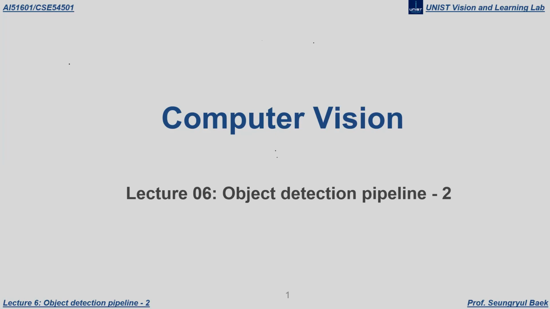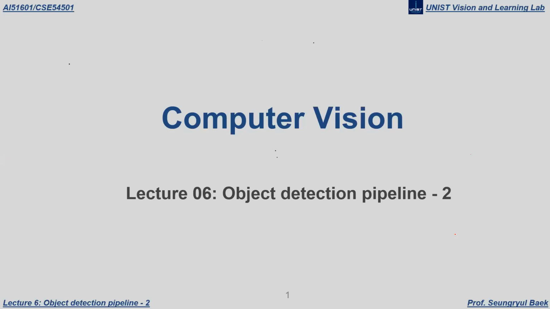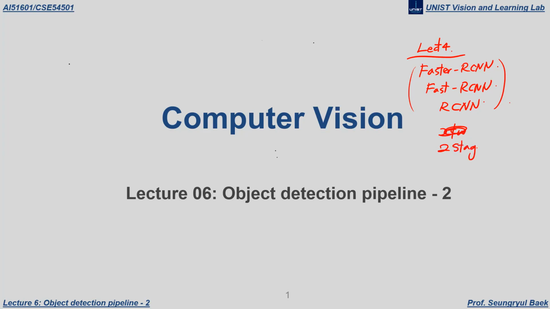Okay. Hello, students. Today we will learn about the object detection pipeline again. So in lecture 4, we learned about the Fast R-CNN algorithm and also the R-CNN algorithm. These algorithms are two-stage algorithms, okay?